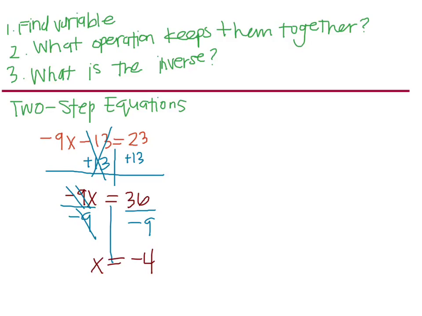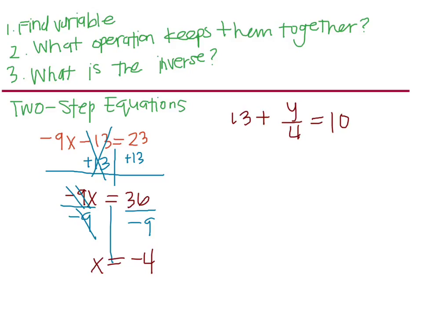Let's go ahead and take a look at just one more of these. This one will be a little bit different. 13 plus y over 4 equals 10. So, what is my variable? Y. What operation keeps it with everything else? We have division and we have addition.